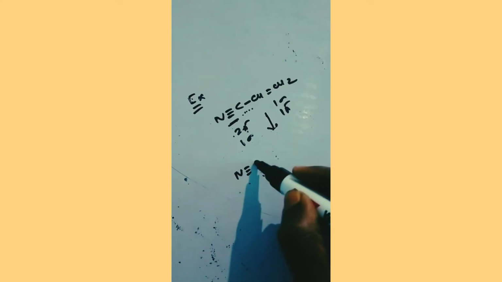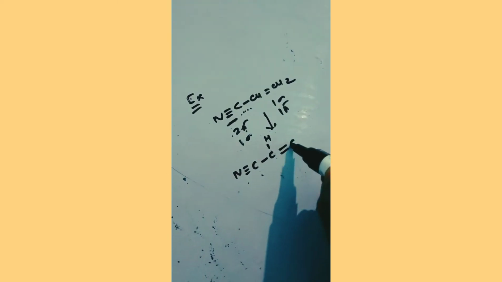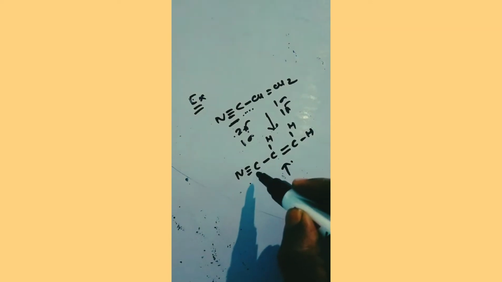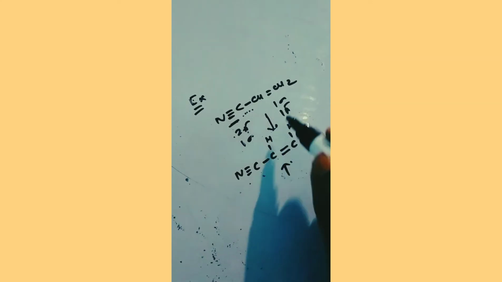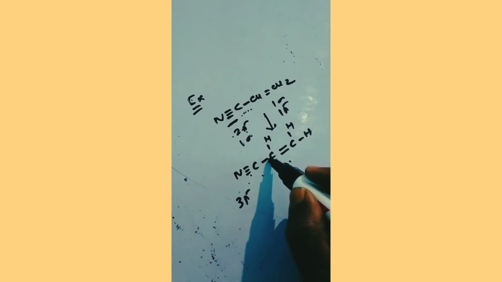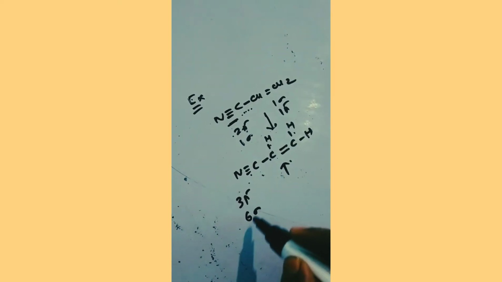So this will be like this, hydrogen is attached like this, and these are the hydrogens. So how many pi bonds? 2 pi and 3 pi, means 3 pi is present. 1 sigma, 2 sigma, 3 sigma, 4 sigma, 5 sigma, and 6 sigma, okay.